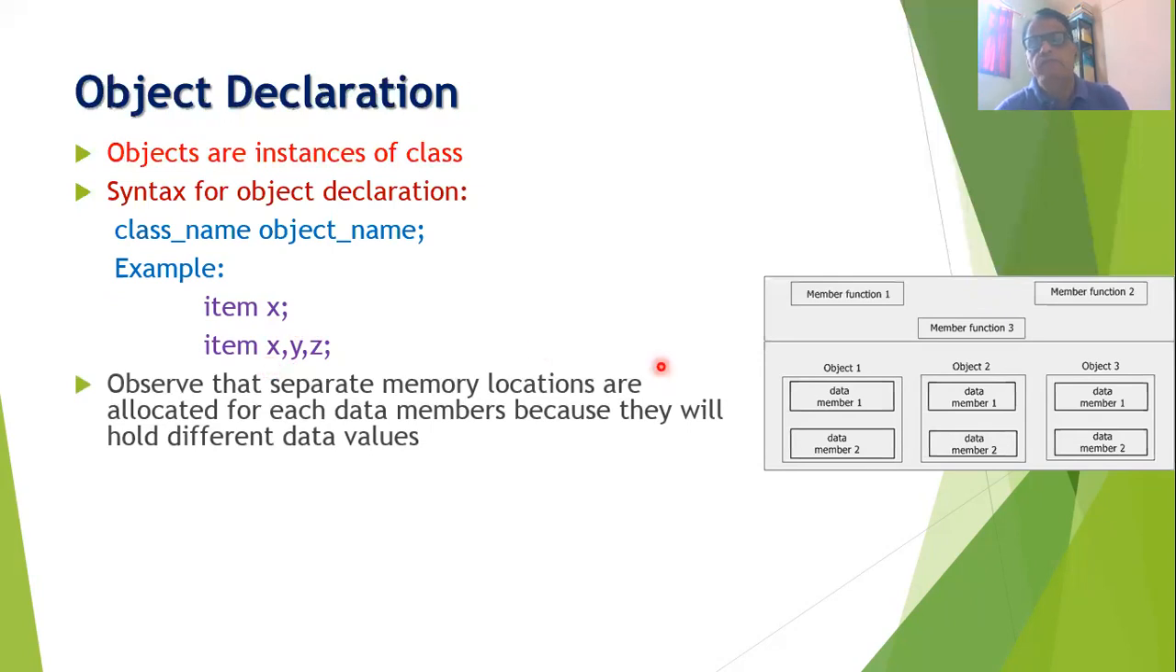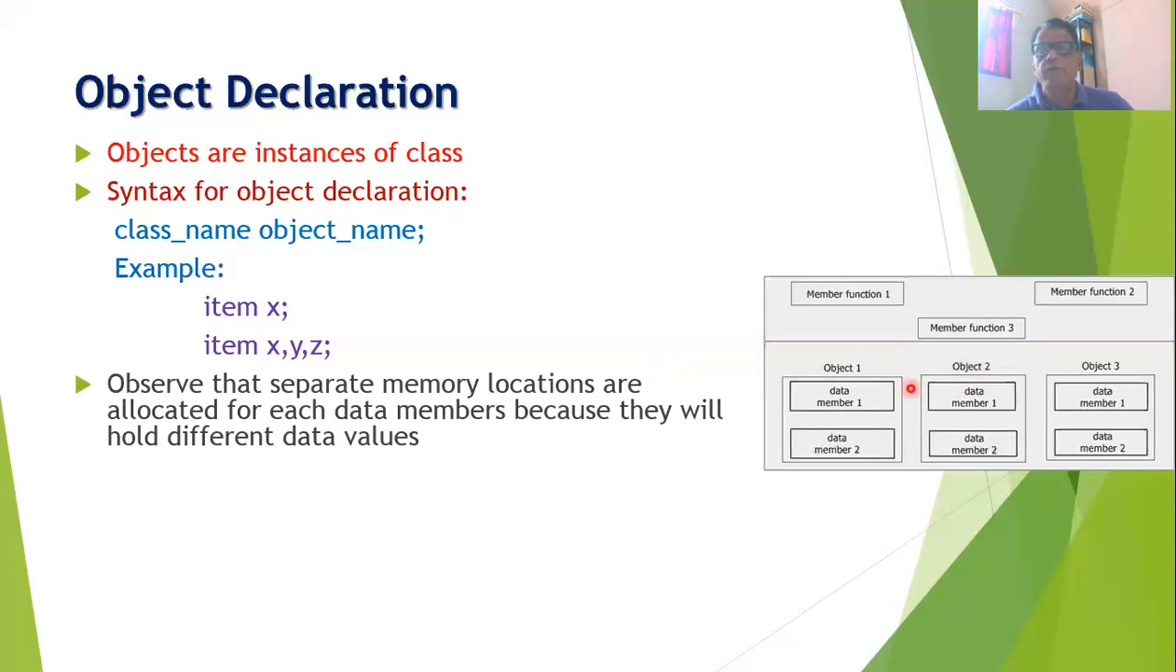So whenever you declare the objects for any class, you will find that separate memory locations will be allocated for each data member of the object, because every data member of the object will hold a different value. Say for example, as shown in the diagram, suppose I have 3 member functions, and suppose there are 3 object variables, object 1, object 2, and object 3. Now suppose there are 2 data members for each object variable.